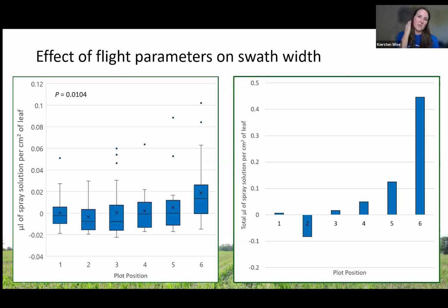And when I show this to farmers, I always ask, okay, obviously this is drift, but how fast do you think the wind was blowing this day? And I always have them guess, and they'll guess between 10 and 15 miles per hour. And Darcy, if you hit advance, our wind speed this day averaged about 3 miles an hour.